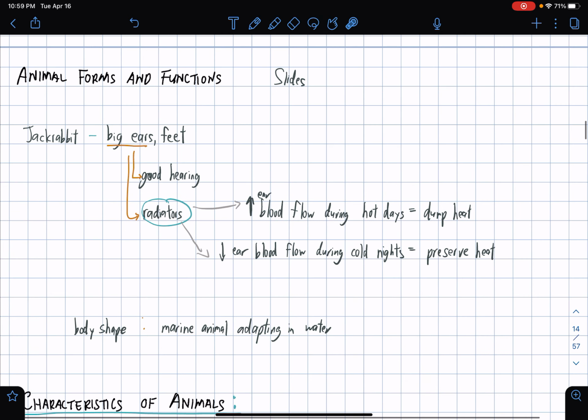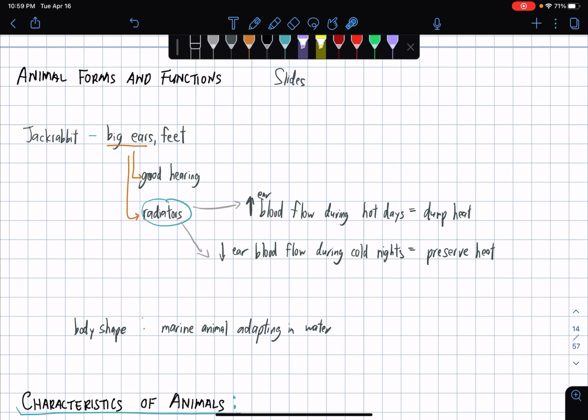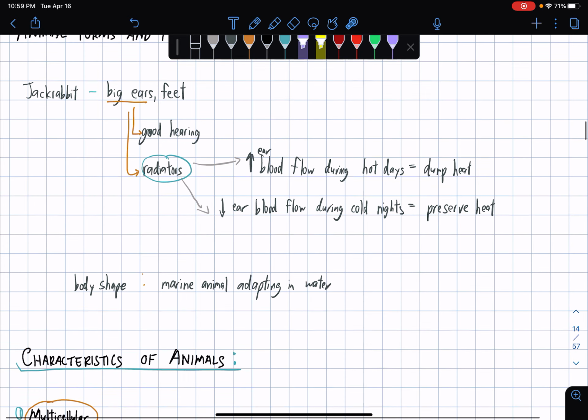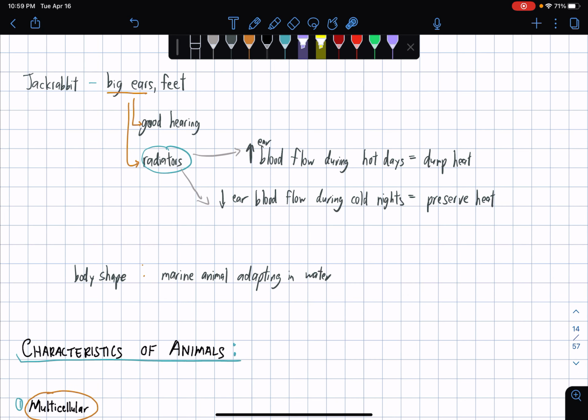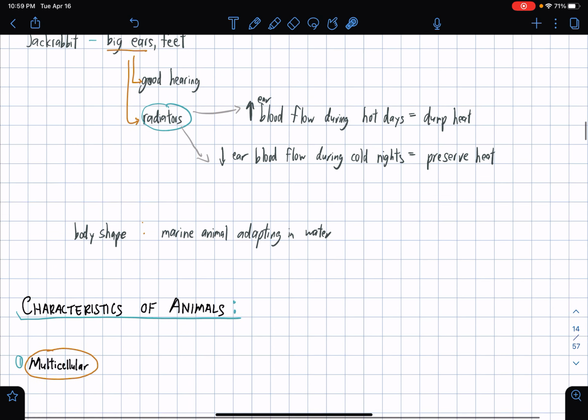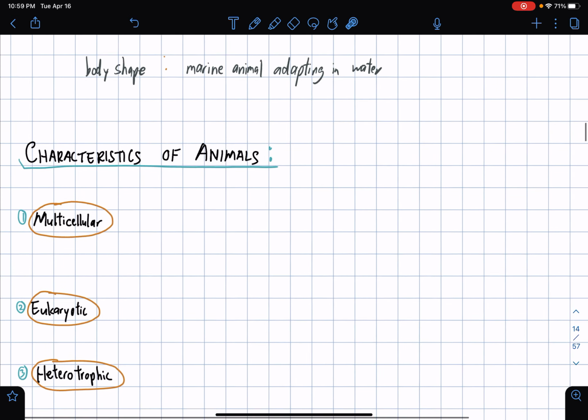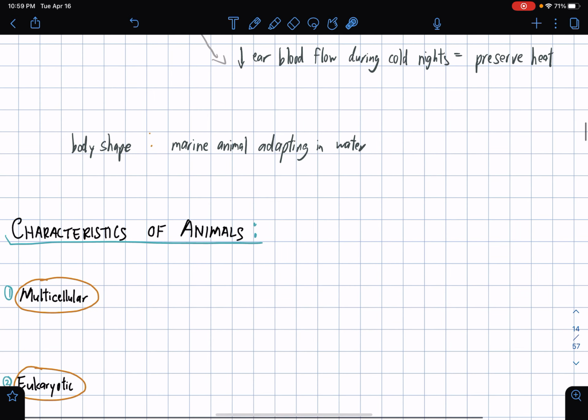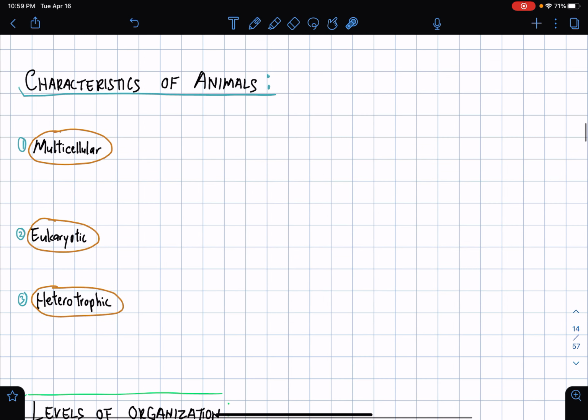So, for the jackrabbit, its ears serve an important role in temperature regulation, aside from the generic role of helping the animal hear or sense sound. Okay, so for body shape, marine animals are able to adapt in water. So yeah, let's leave it at that.